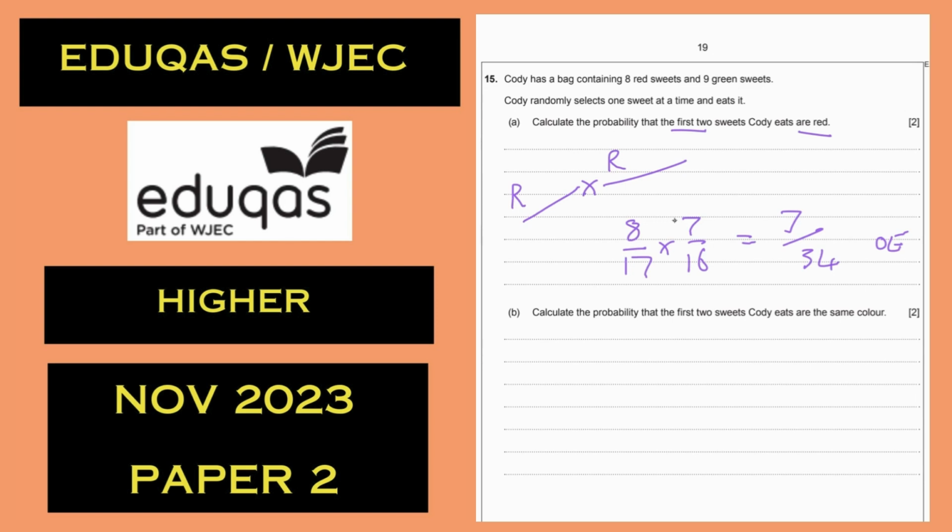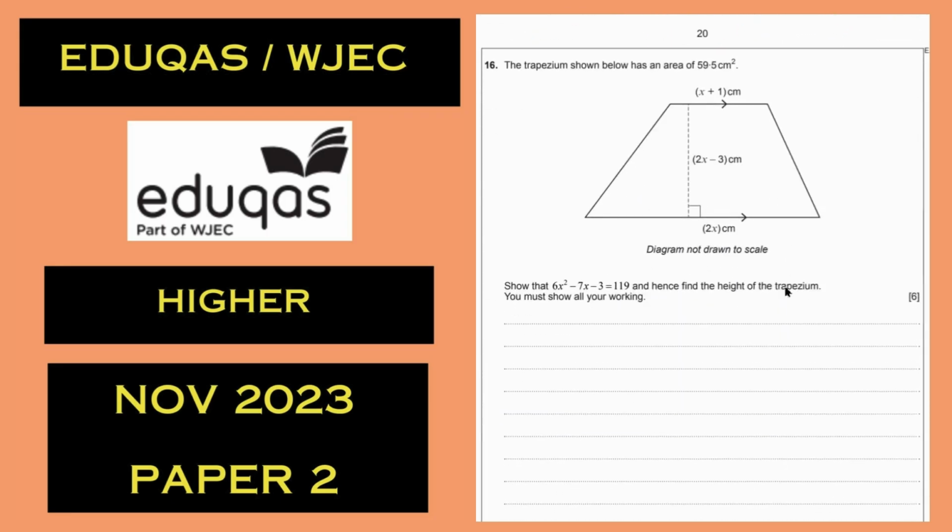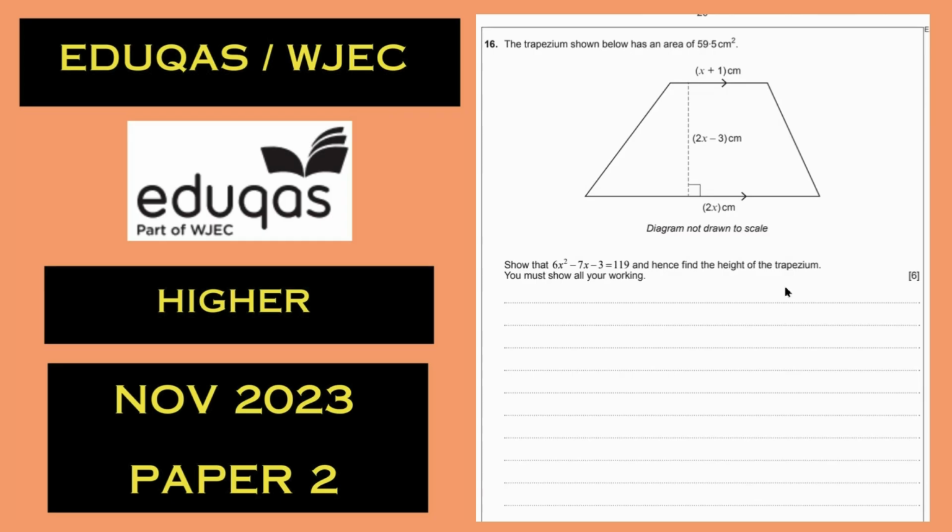Calculate the probability that Cody eats 2 sweets of the same colour. We've already done red. We just need to add it to green. Red is 7/34. Green will be 9/17. And then we're down to 8/16. Let your calculator do all the heavy lifting. 8 over 17 or equivalent fraction decimals. On we go.